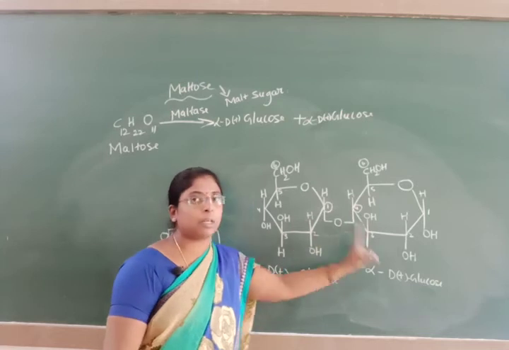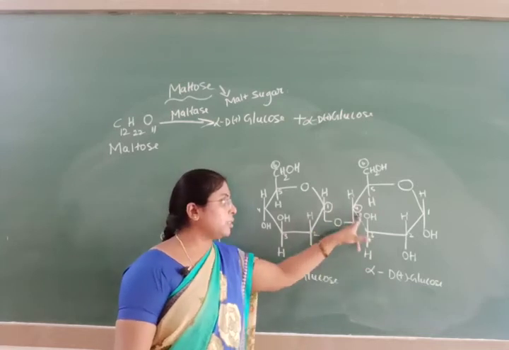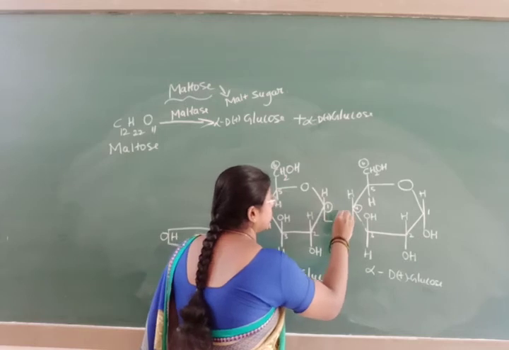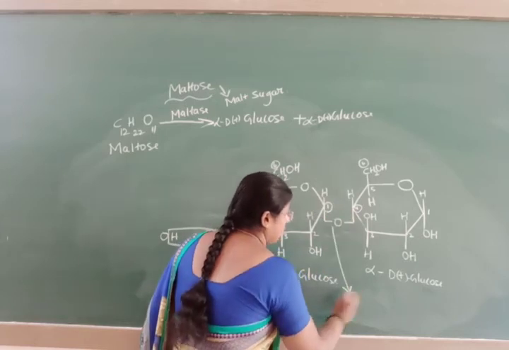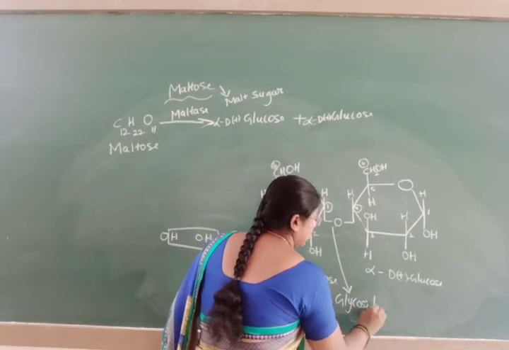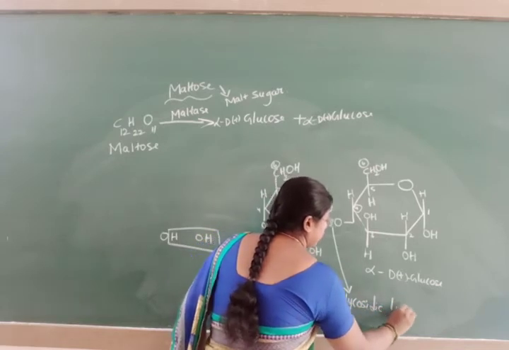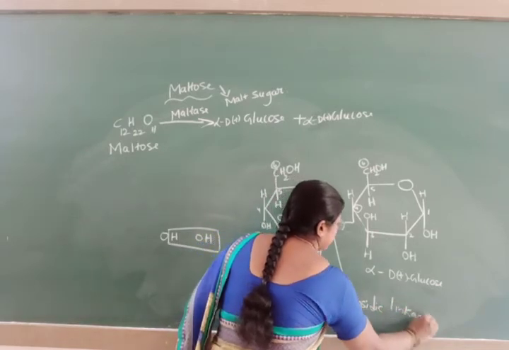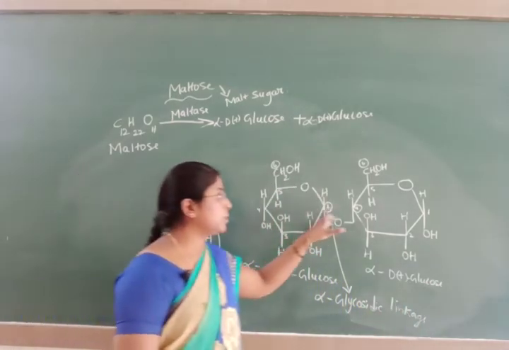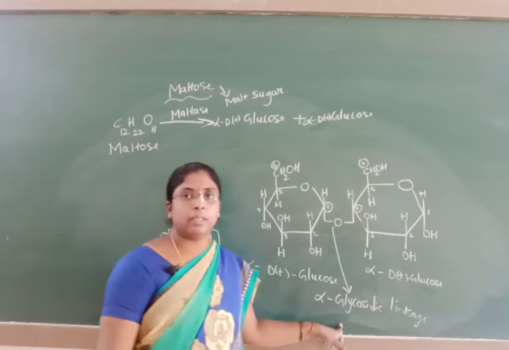C1 of one alpha D glucose links with another unit of alpha D glucose through C1-C4. Since both are alpha, what type of glycosidic linkage is it? C1-C4 alpha glycosidic linkage. In the case of maltose, it forms a C1-C4 alpha glycosidic linkage.